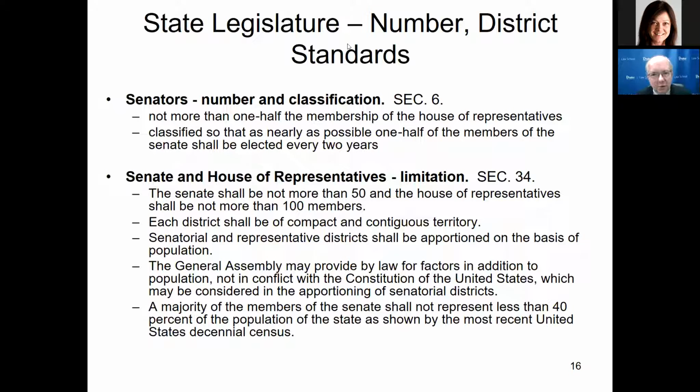Article 3, Section 34 established fairly stringent requirements in regards to redistricting at the legislative level. It provided that the Senate should not consist of more than 50 members and the House not more than 100 members. Each district created shall be of compact and contiguous territory, and senatorial and representative districts shall be apportioned on the basis of population. It did provide that the General Assembly may provide for additional factors which may be considered in apportioning of senatorial districts, and also established a fairly modest population equality standard for Senate districts.